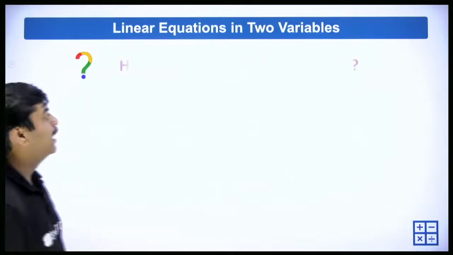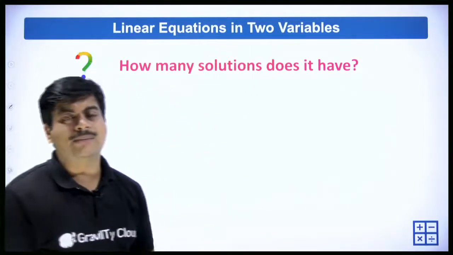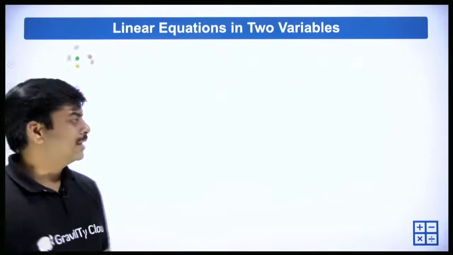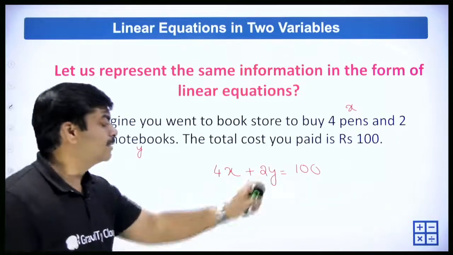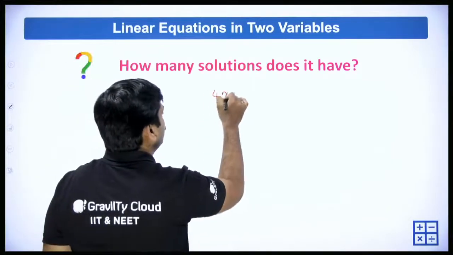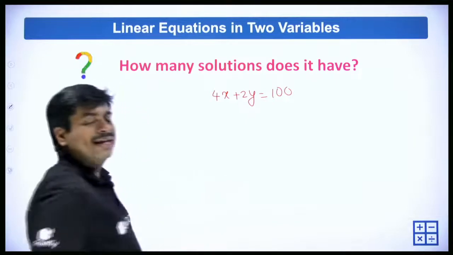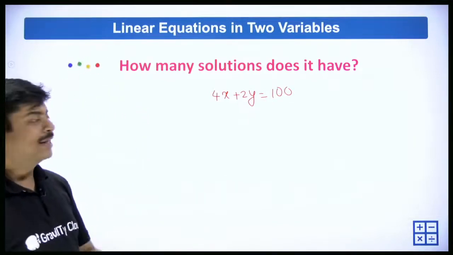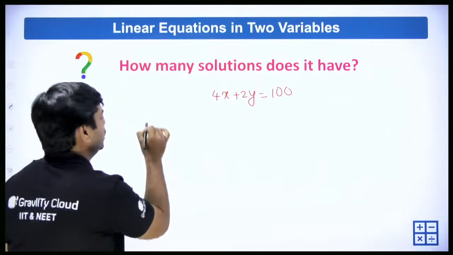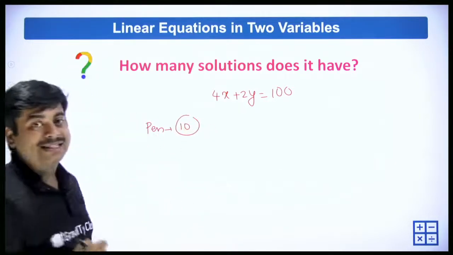Okay, so moving ahead, how many solutions does it have? The same thing I'm talking about. What is the equation we discussed here? 4x plus 2y is equal to 100, correct? 4x plus 2y is equal to 100. So now, if I say each pen is 10 rupees.